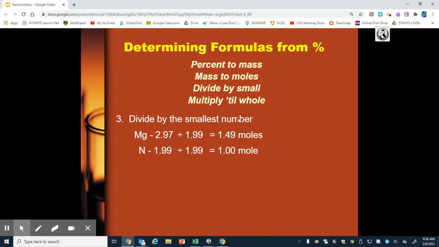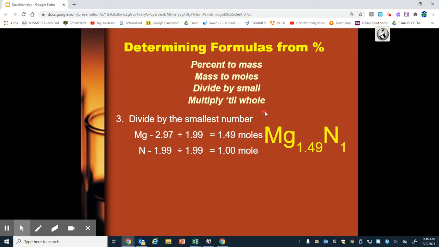Now if we stopped here, we would get a formula. What this means is this is the mole ratio of magnesium to nitrogen in this particular compound. So you have 1.49 moles of magnesium to 1 mole of nitrogen. Now, I think everybody's aware that we can't write a formula with a decimal point as a subscript. So we can't stay here. In this particular case, we have to multiply till whole. You don't always have to multiply till whole, but in this case we do.